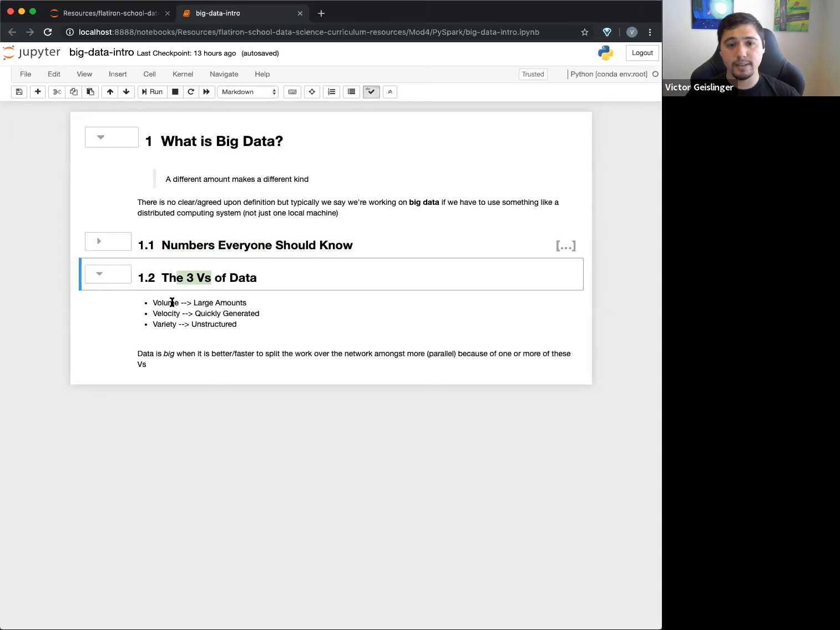Volume is just how much. If there's a large amount of data, we have a high volume. If the data is quickly generated, like with YouTube, I think they talk about some ridiculous number uploaded every minute or every second, like 43 minutes is uploaded, but I'm pretty sure it's even higher than that.